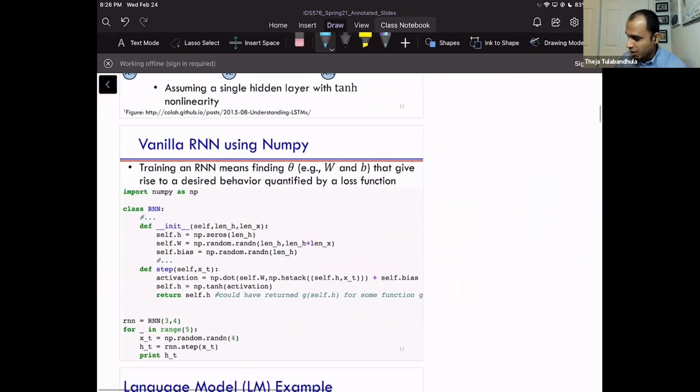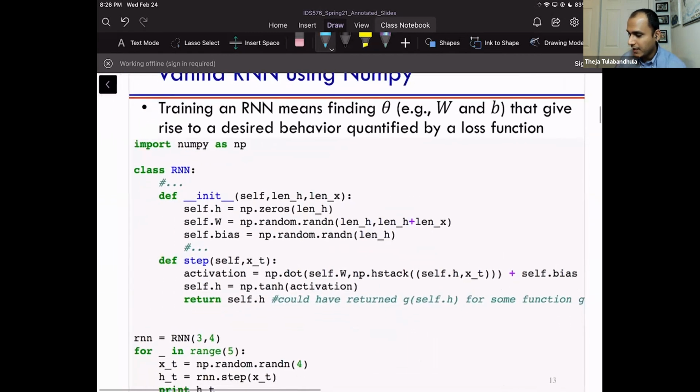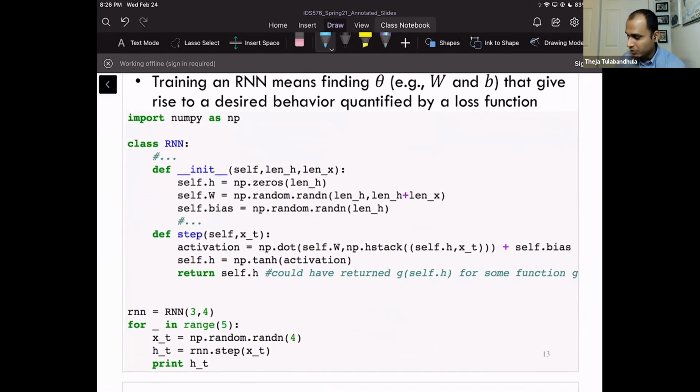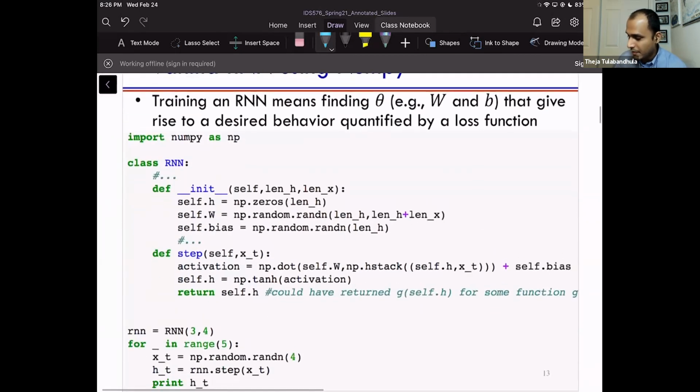And I just want to stop right after talking about this code base, because you have been working on the assignment too, so this should be a little bit more familiar to you. So here is the same thing in code.